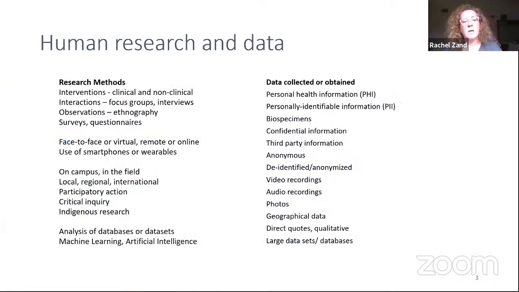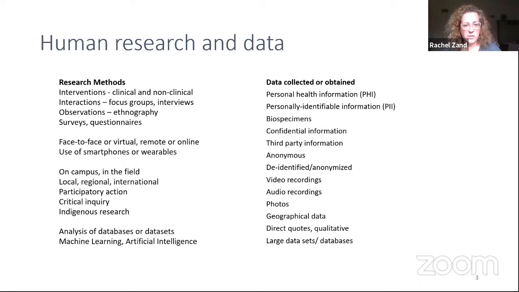So let's start. Human research data collection involves many different research methods. Some of them you're probably well aware of. So the standard thought of what human research looks like: intervention, so clinical trials and other kinds of interventional, say nutritional trials, those kinds of things. Interactions where there are focus groups or interviews. Observational research, which may include ethnography or just participant observations, whether within settings or in the field.